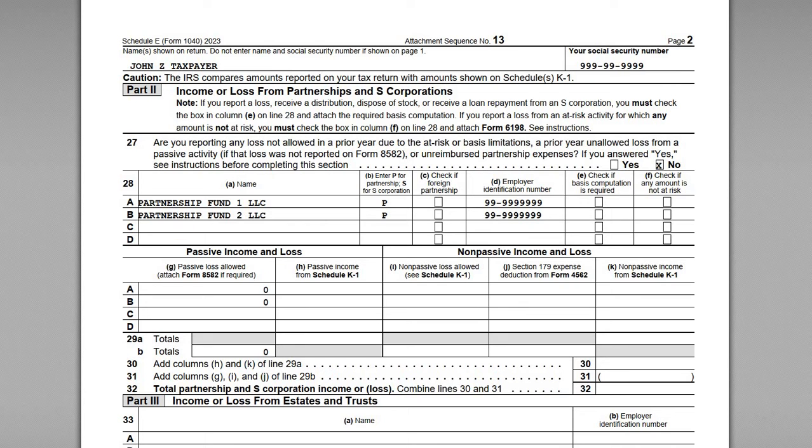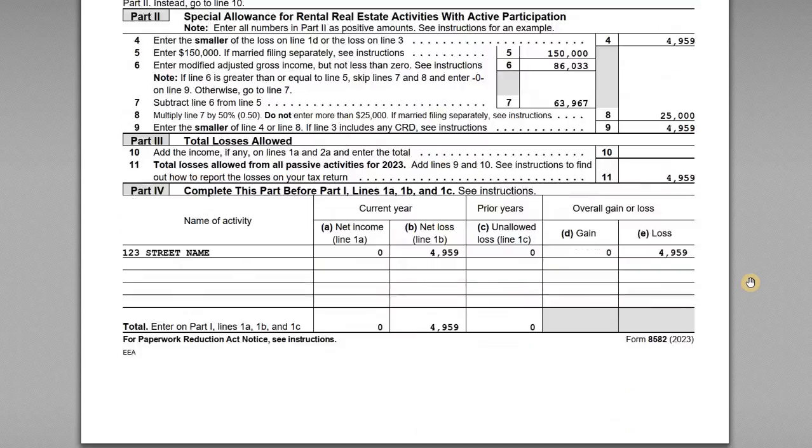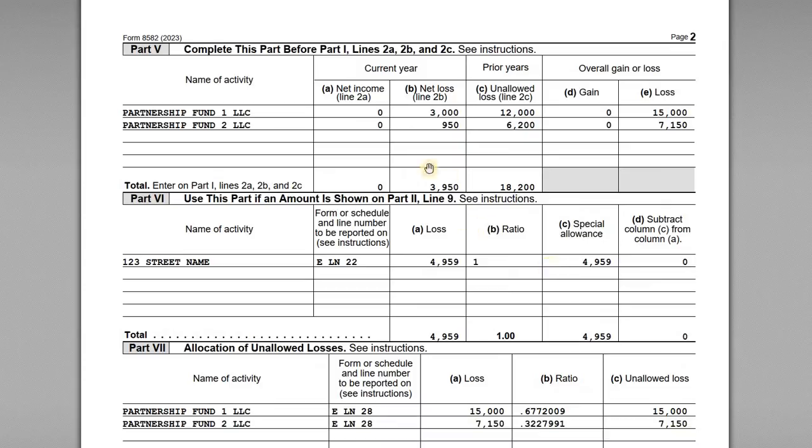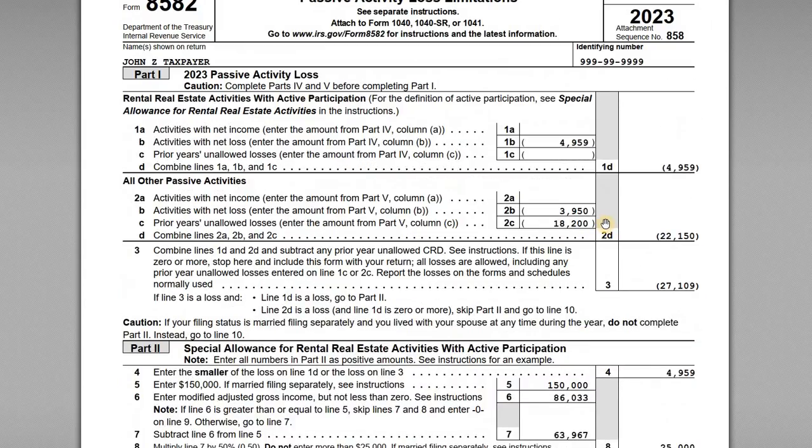And so now that that's done and completed, we can have a look at how we complete the rest of the 8582 for those rental real estate activities. So lines 2A, B, and C, these amounts are flowing through from Part 5. So if we go down to Part 5 again here, we've got the current year net loss, $3,950. The prior year unallowed is $18,200. All right, so that's how we're getting these values on 2, B, and C.